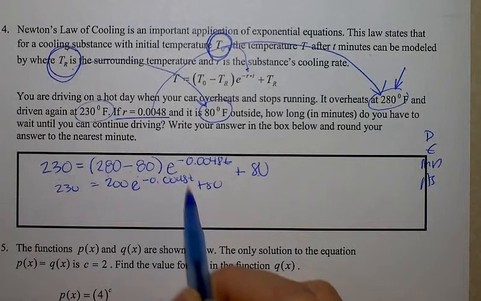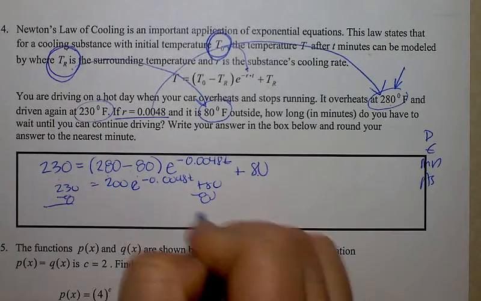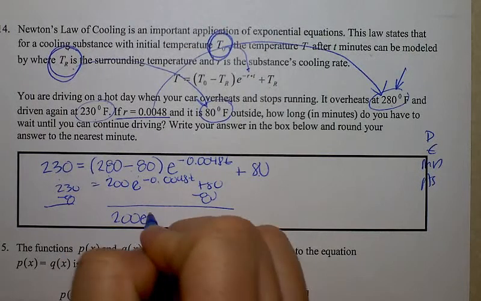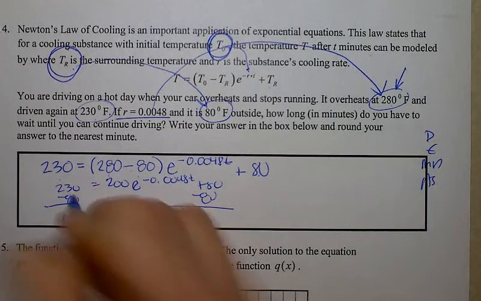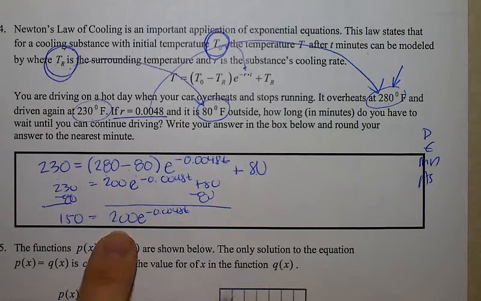We're going to get rid of the 80 by subtracting it from both sides. What is 230 subtract 80? Anybody, can you help me out, please, real quick? So I'm going to have, I forgot a 0 there. So I'm going to have 150, thank you, Sam, equals 200 times this quantity.